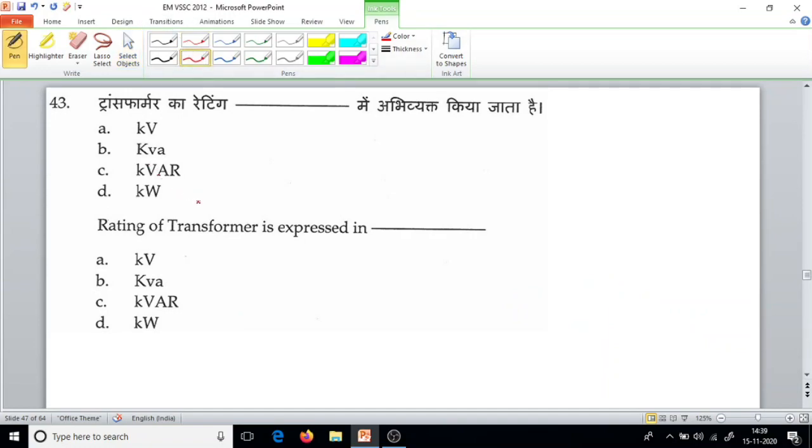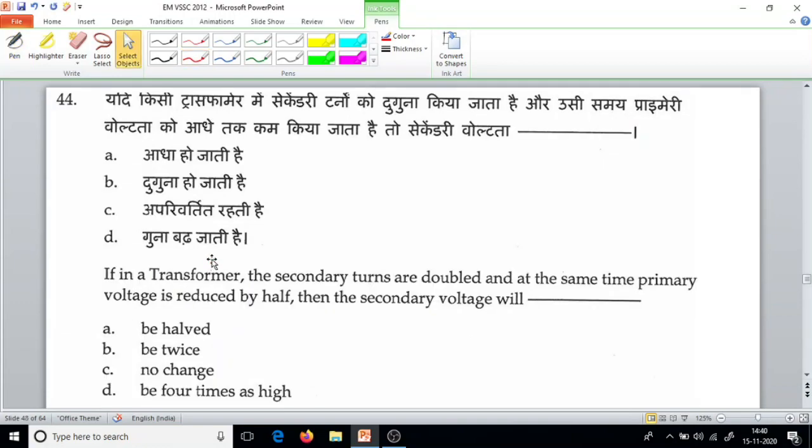Question number 43. Normally the rating of a transformer is expressed in voltage into current, that is kilovolt-ampere. It is expressed in kVA or VA. Normally it is kVA. Power rating of a transformer.